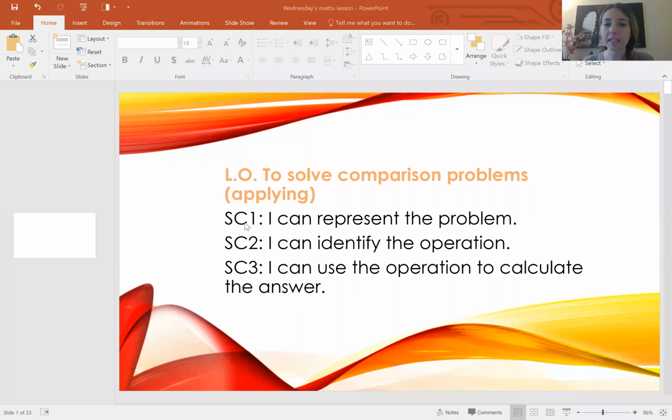First thing you'll need to be able to do is represent the problem, then identify the operation you need to use, and then use the operation to calculate the answer.